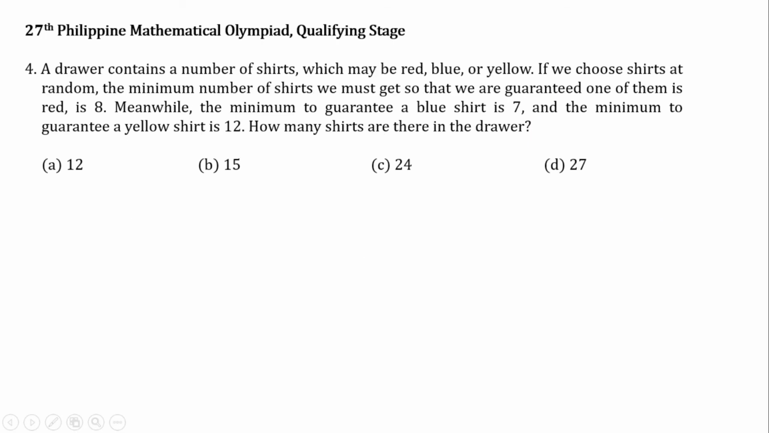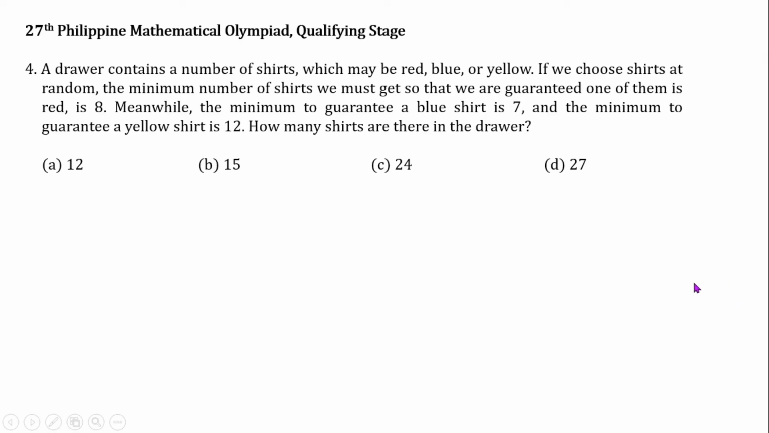Problem number 4. A drawer contains a number of shirts which may be red, blue, or yellow. If we choose shirts at random, the minimum number of shirts we must get so that we are guaranteed one of them is red is 8. Meanwhile, the minimum number of draws to guarantee a blue shirt is 7, and the minimum to guarantee a yellow shirt is 12. How many shirts are there in the drawer?